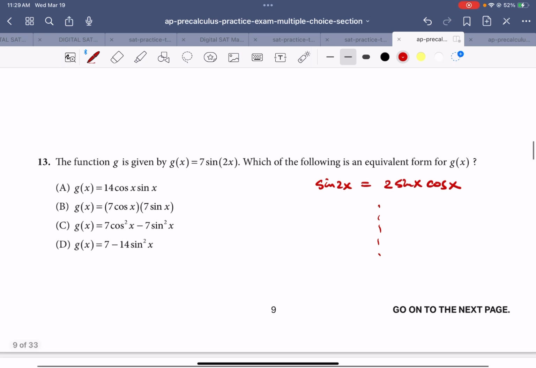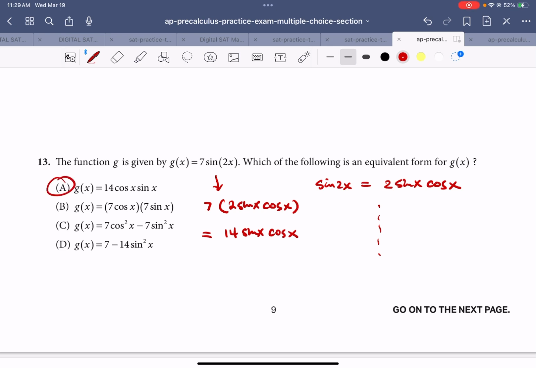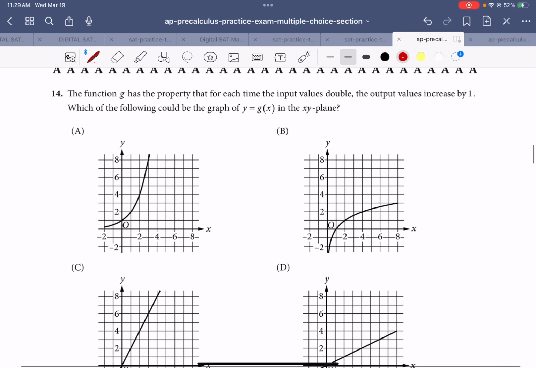So if you plug in here, which is 7 times sine 2x, sine 2x is 2 sine x cosine x. So when you multiply it out, it should be 14 sine x cosine x, right? So the answer should be A. Okay. All right. So now let's move on to the next one. The function g has a property that each time the input value is doubled, the output value increases by 1. And which of the following could be the graph of g of x? What does that mean? Input value doubles, then output value increases by 1.